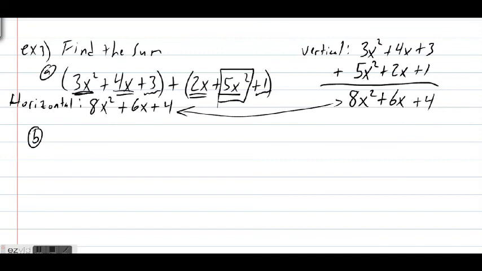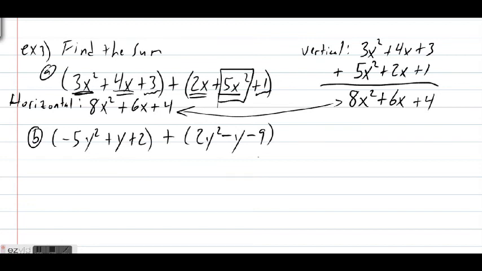Alright, part B. Negative 5y squared plus y plus 2 plus 2y squared minus y minus 9. Alright, they're both in standard form. And if we do it horizontally, like terms, negative 5y squared, 2y squared is negative 3y squared.